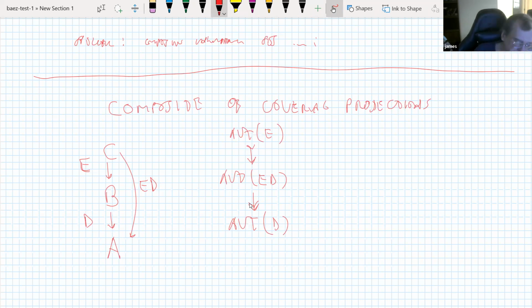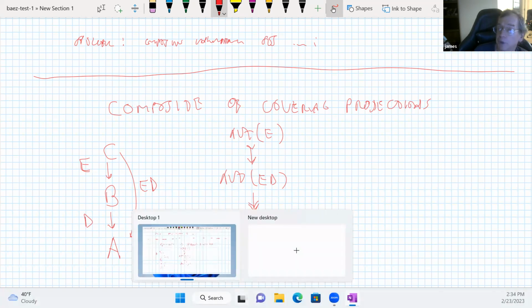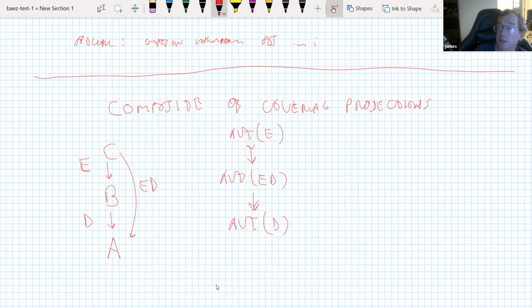So what do I mean by the automorphism group of a map? In this case, we're sort of taking the slice category of spaces over the codomain. We're thinking of the domain of the covering projection as an object in the slice category of spaces over the codomain, and we're taking its automorphism group as an object in that slice category. So in other words, what does that mean?